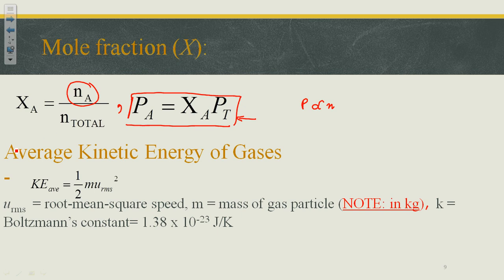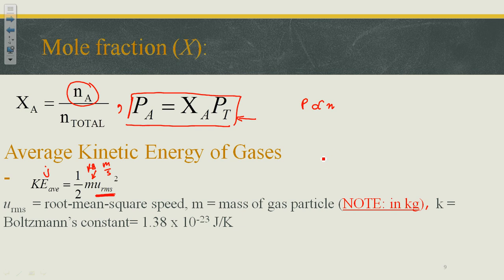Average kinetic energy of gases. So kinetic energy, as you know, is half mv squared. In case of gas, for average energy, for average velocity, we use root mean square velocity, RMS. This is nothing but the average velocity for gases. So kinetic energy is half m u RMS squared. Here you have to remember, because you're getting your answer in joules, the mass must be in kilograms. And then when this is meters per second, that's equal to joules. So average kinetic energy of gases can be calculated using this formula.